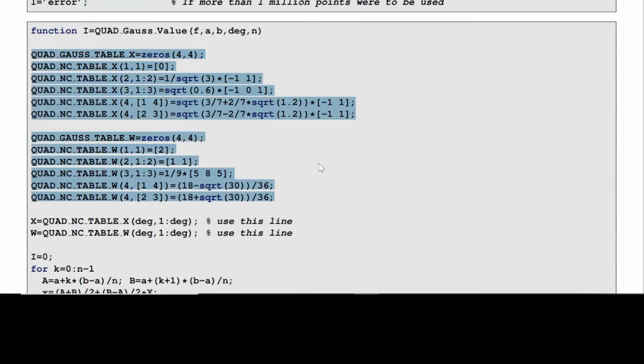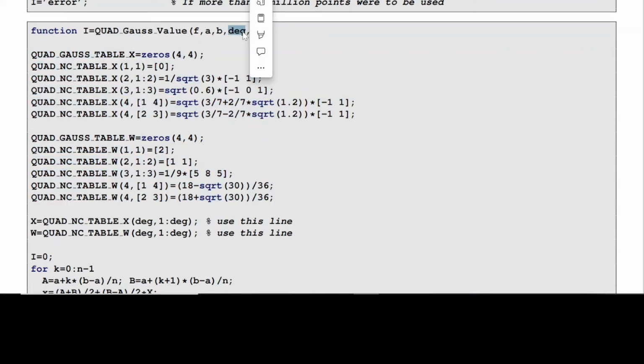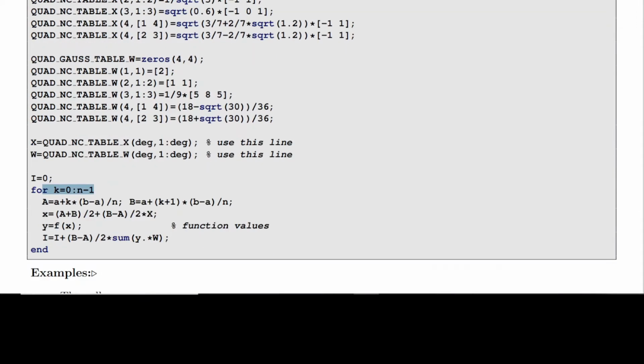So we fill that table here, and then depending on which degree the user has chosen, we take out the line we need for our calculation. Okay, and then the user can also tell us how many parts he wishes. Does he wish 100 parts? Then he says, okay, n is 100, and so we do that for loop here. And on each part we apply the Gauss formulas.